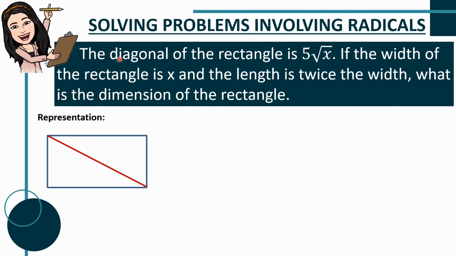Sabi dyan, ang length daw ng diagonal is equal to 5 square root of x. And then, we have given the condition if the width of the rectangle is x. So, where is the width? Okay, this is the width, which is represented as x. And the length is twice the width. Doble daw ng width. If our width is the x, therefore, ang length is equal to 2x.